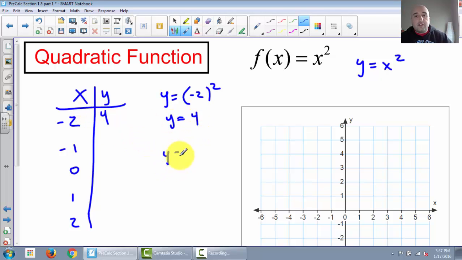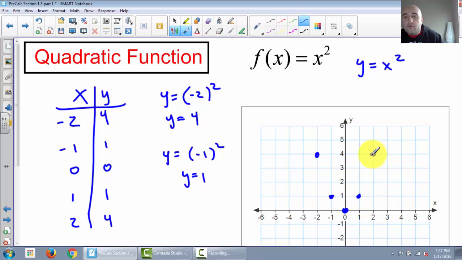So next one is y equals negative 1 squared. So that equals negative 1 times negative 1, which is 1. 0 squared is just 0. 1 squared is 1. And 2 squared is 4. All right. So we have 5 ordered pairs here. Let's plug this in. So negative 2, 4. Negative 1, 1. 0, 0. 1, 1. And 2, comma 4.